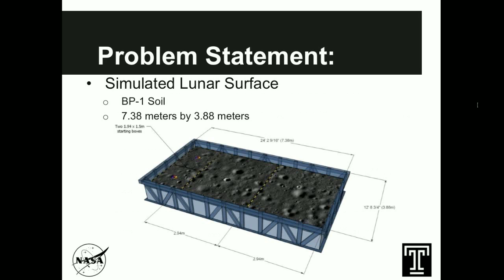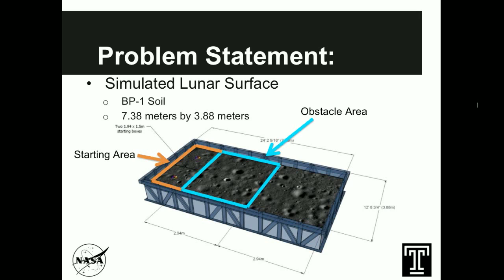So where we will be competing is in NASA's simulated lunar arena. And essentially this arena has a starting area, an obstacle area containing both rocks and craters, each of which are going to be 30 centimeters in diameter. So we start in the starting area in a random orientation. We have to navigate through the obstacle area, and then we get to the digging area.